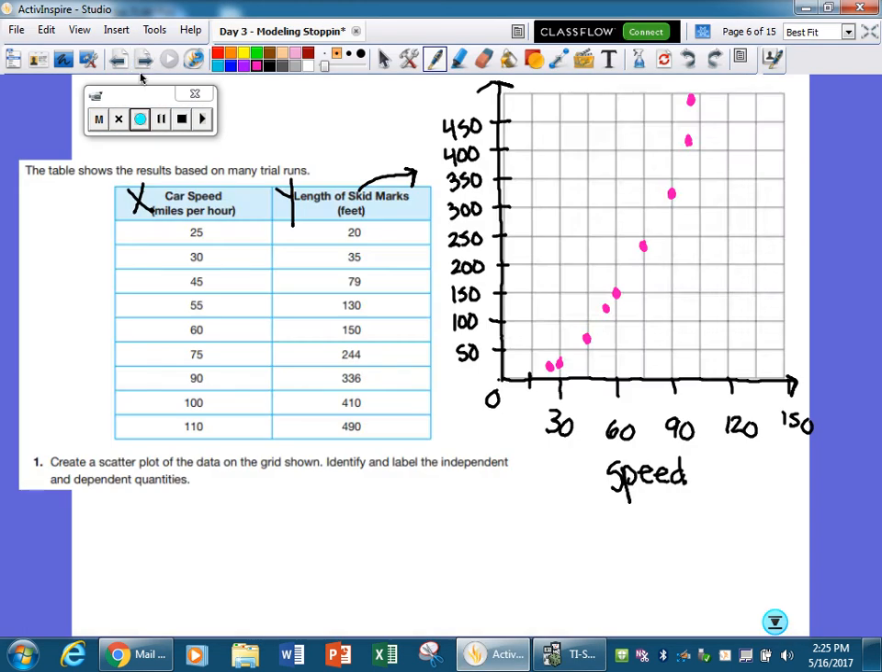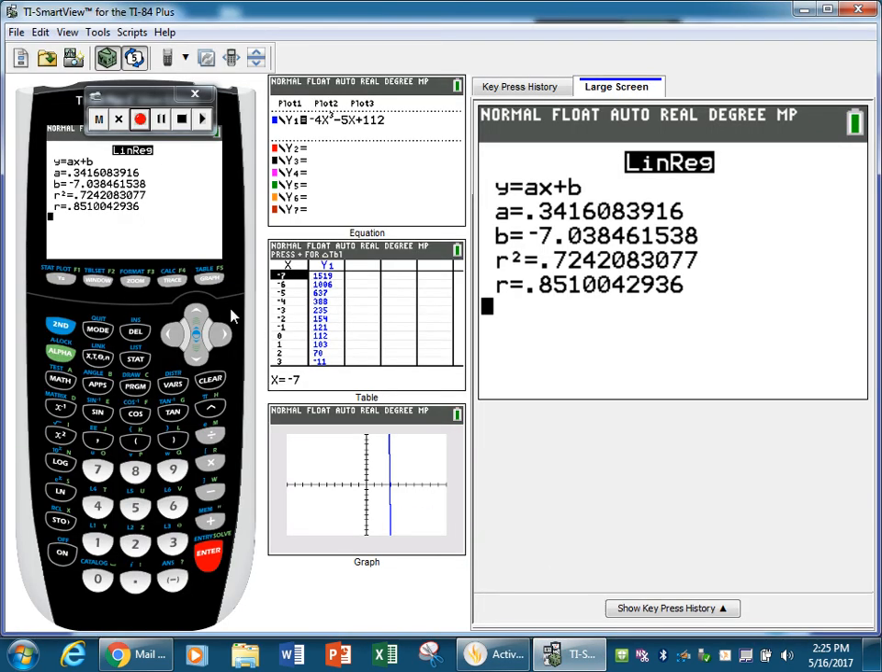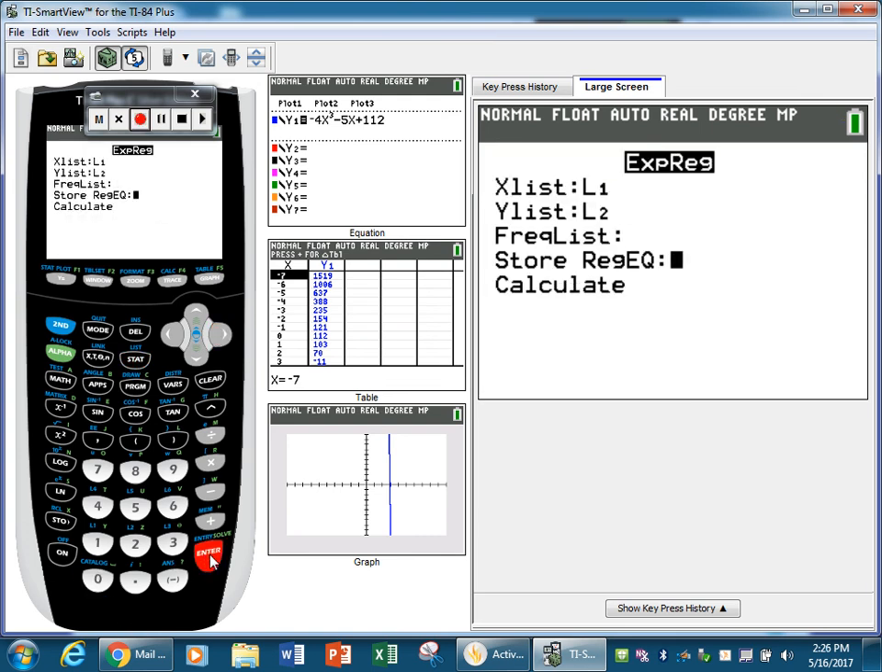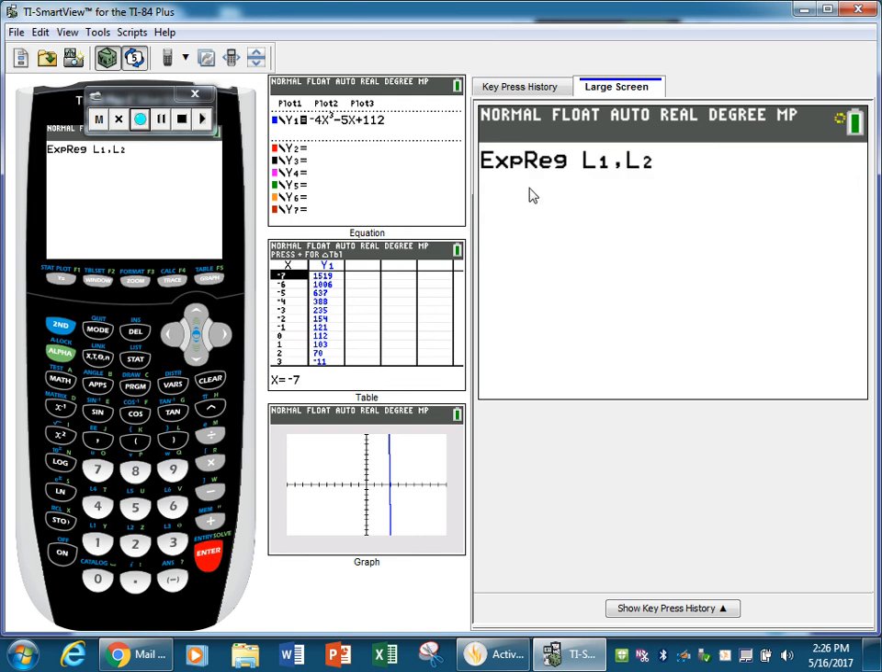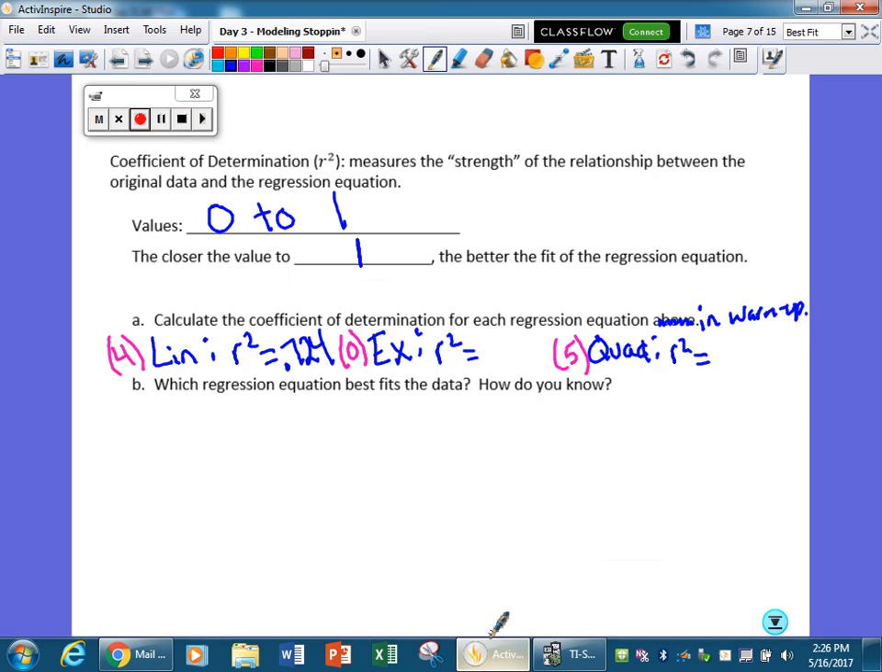It's still in that worksheet. So let's change the color to blue, I guess. 0.724. And now I'm going to go back to my calculator, and I'm not going to clear anything. I'm just going to hit stat over 0, enter. And this will give me my exponential. So my r squared for my exponential is 0.889. So 0.889.